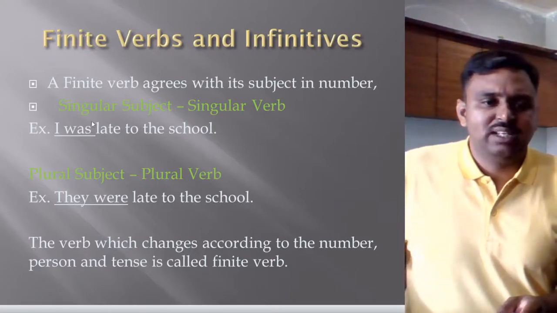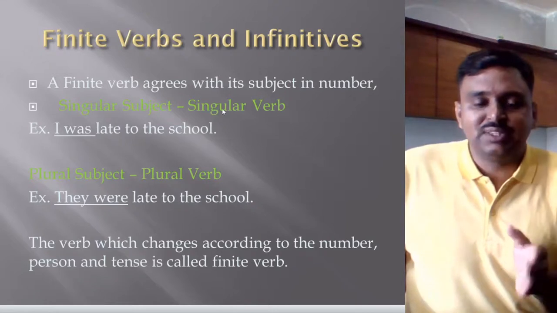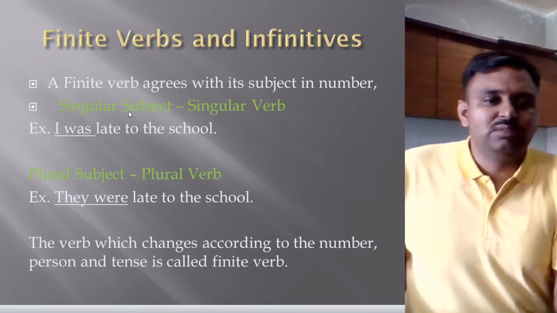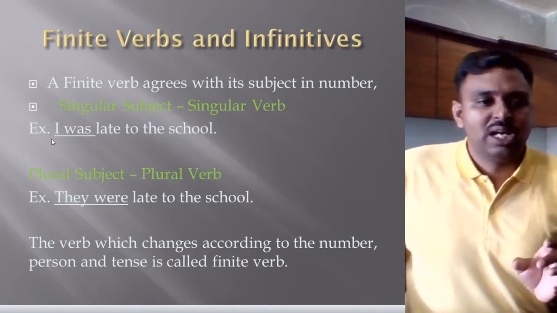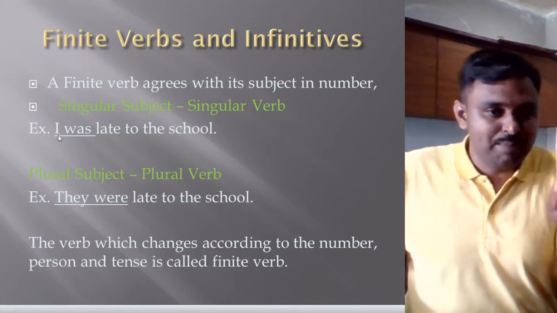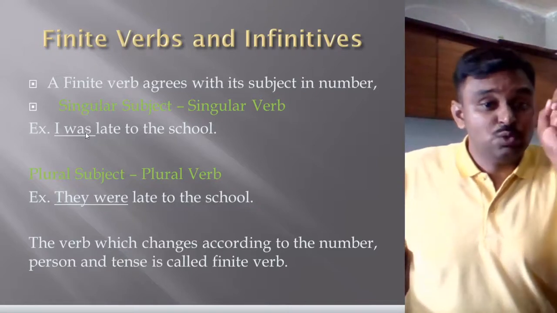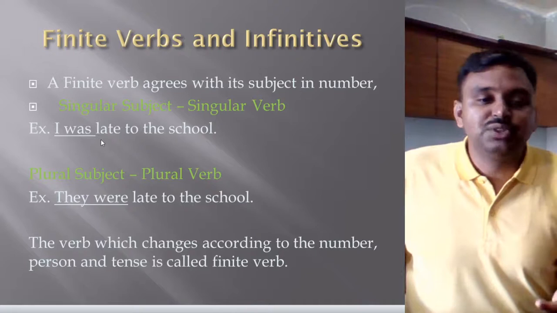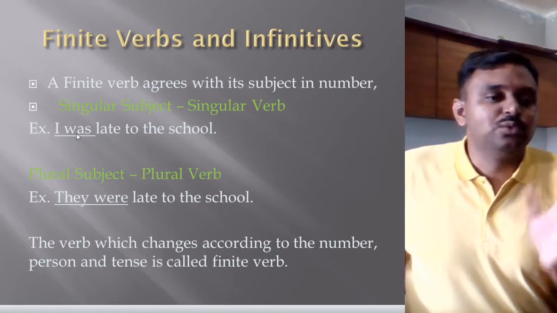For example, a singular subject agrees with a singular verb. It's a basic rule. If the subject is singular, we will take a singular verb. Example: I was late to school. Here, I is a singular subject, one person only, and was is also a singular verb, referring to a single person. For that purpose, we use the singular subject I and the singular verb was.